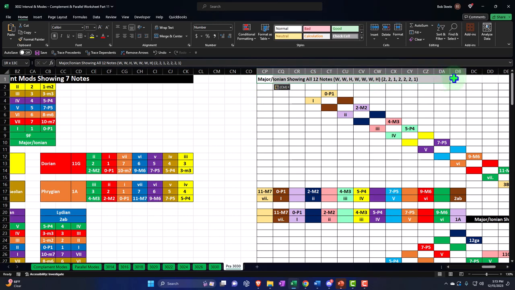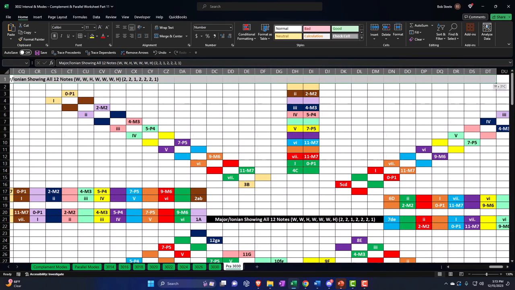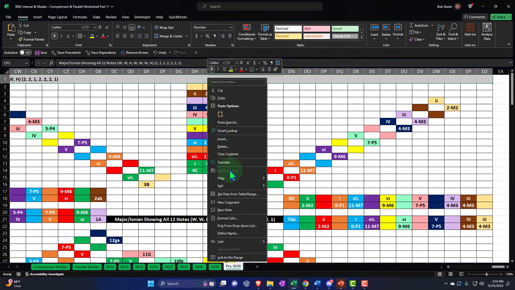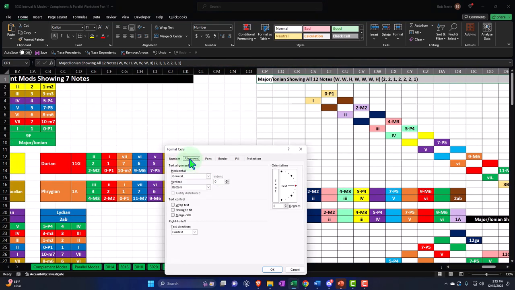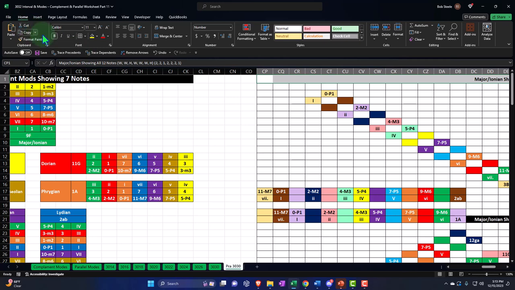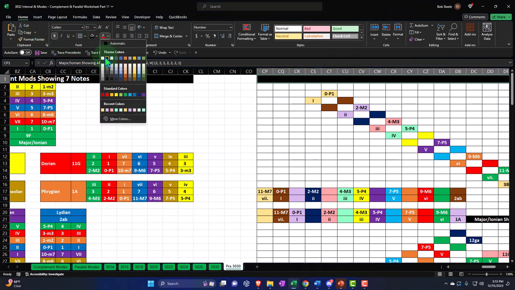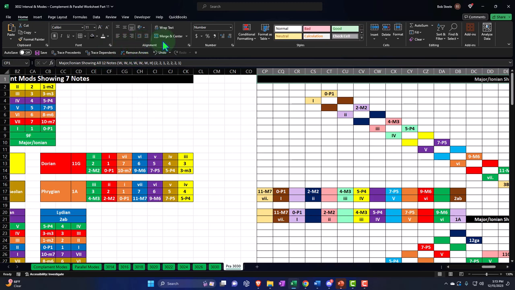There's the intervals. I'm going to format this across: right click, format cells, alignment, and I'm going to center it across. And then I'm going to make it, on the home tab font group, black and white, and make the font size a little bit larger. And so there we have it.